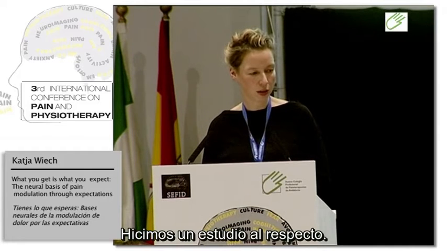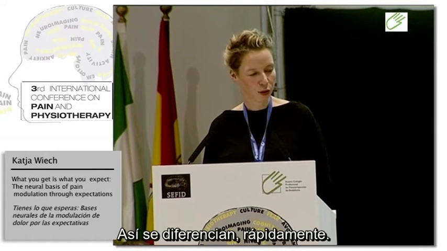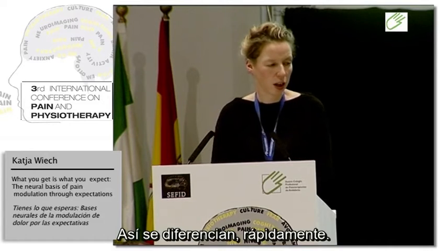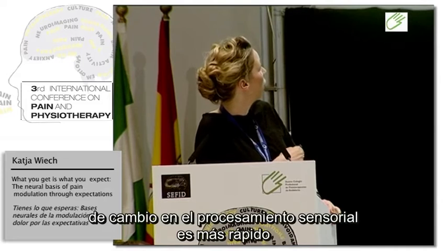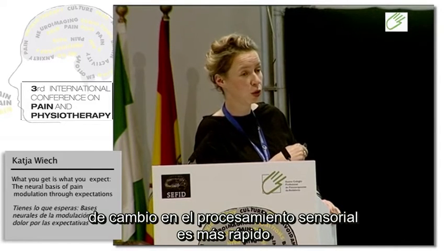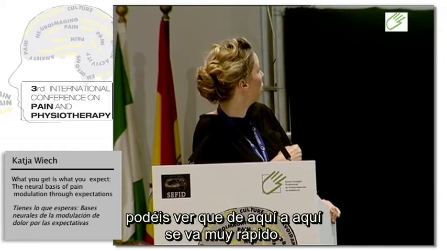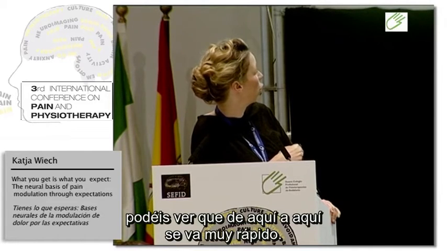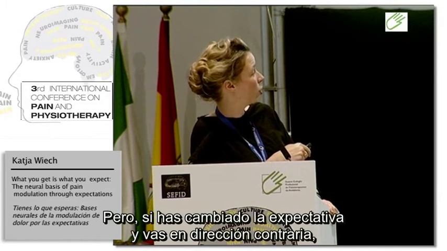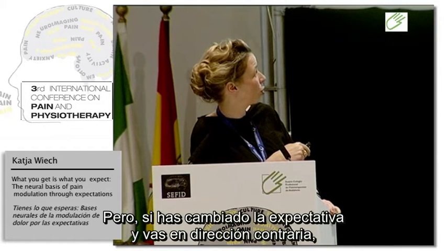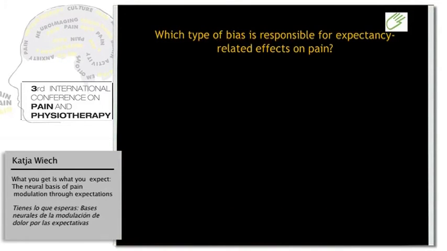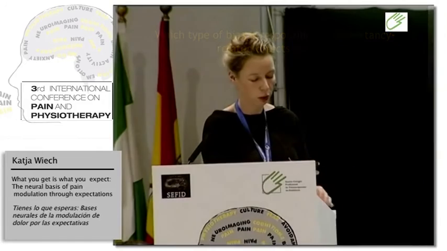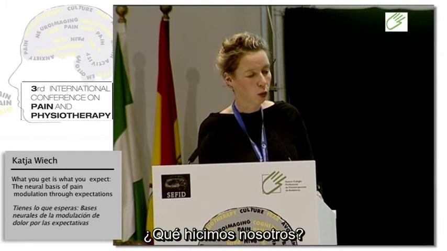So we did a study on that. This is how you differentiate the two, just briefly, where the response time for the drift rate, for the change in sensory processing, is faster. So you can see from here to here, you get there very, very quickly. Whereas when you've changed your prior and moved up in the wrong direction, but you have to correct your expectation, it takes you much longer to get to that incorrect boundary. So that is basically how you can tease the two apart. So what did we do?